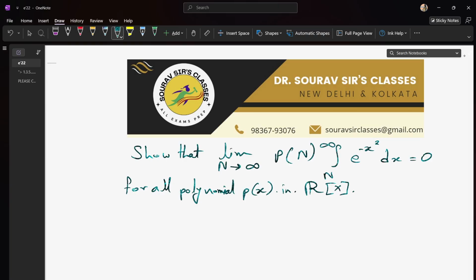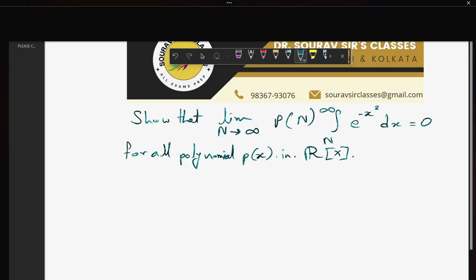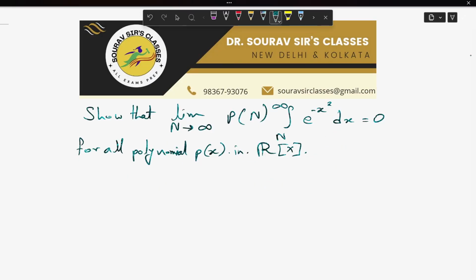We are going to solve a question, and that is a real analysis type of question. The question says: the limit as n tends to infinity of P of n, the polynomial evaluated at n, times the integral from n to infinity of e to the power minus x squared dx, equals 0. So we have to show that the limit is 0.